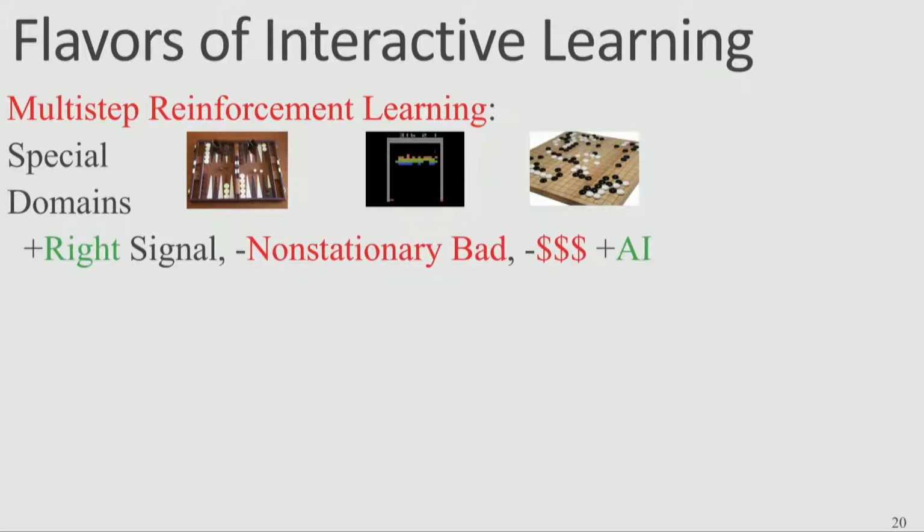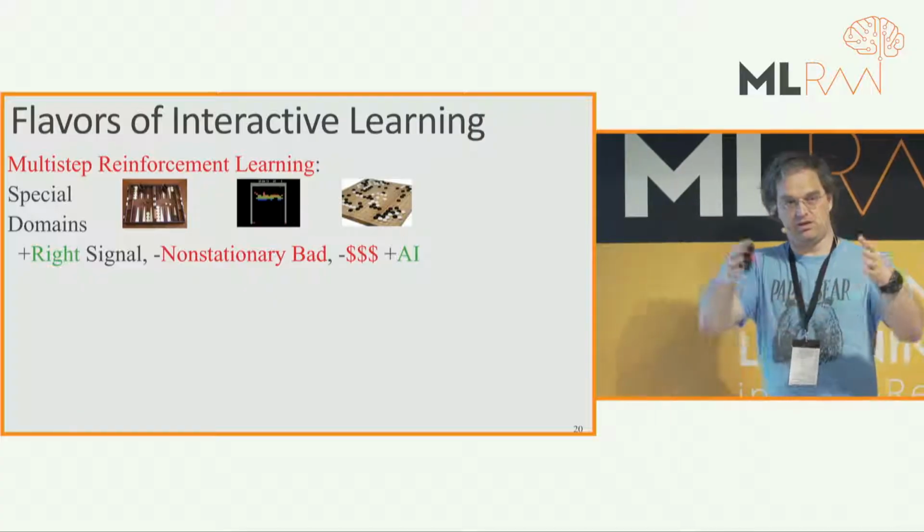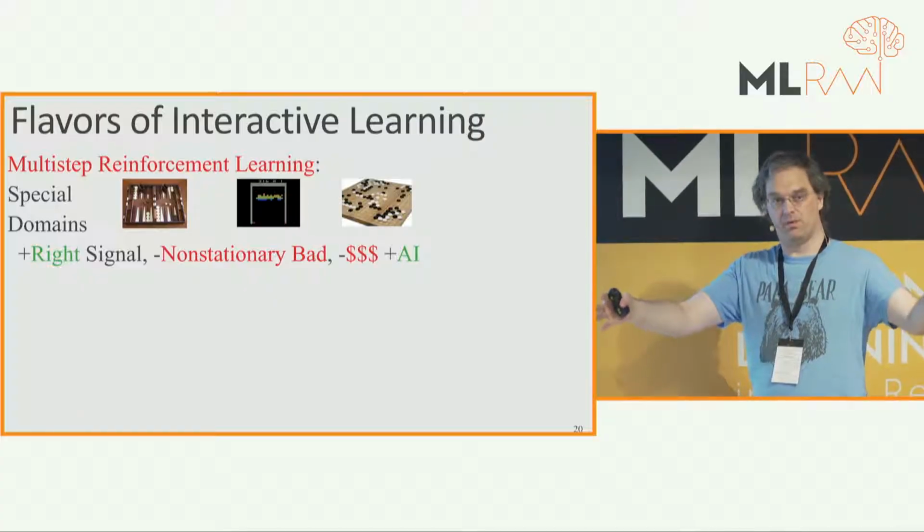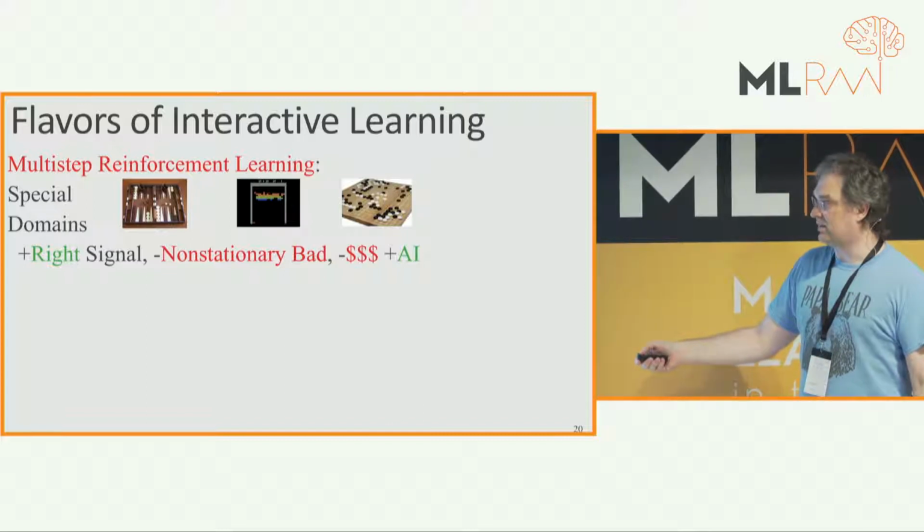If you think about what's going on here, it's easy to phrase the problem you want to solve. Did you win or lose the game? How many points did you get? You can define the reward that you want to optimize very well here. So you can optimize against the right signal.